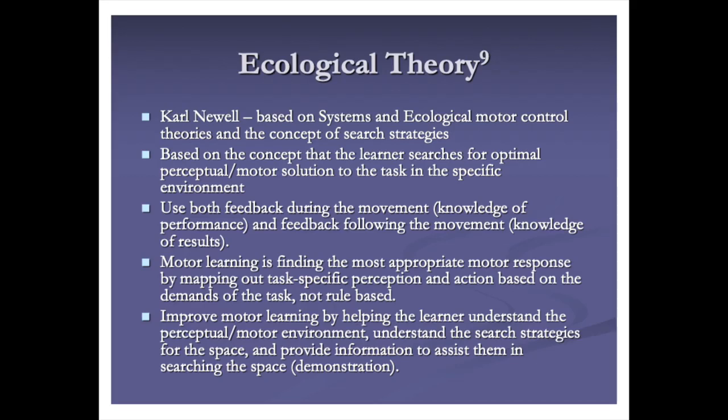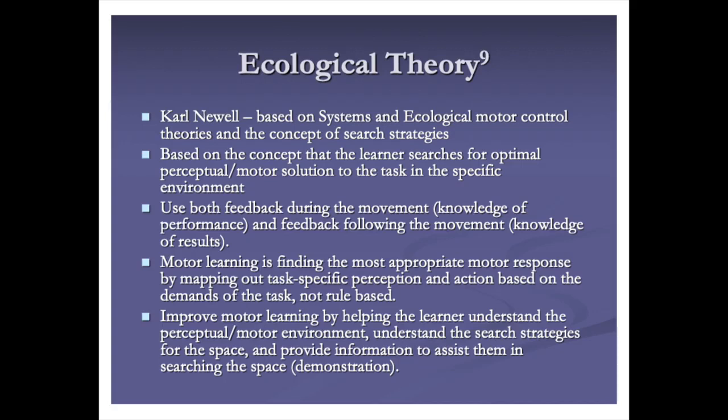The third theory of motor learning that we're going to talk about is ecological theory. And this was actually first put forward by Carl Newell. It's really based on both systems and ecological motor control theories, and this idea about searching for strategies that are very helpful. So Carl Newell suggests that the motor learner searches for optimal relationships between perception and the motor activity that they're performing in a very specific environment. So again, that's the systems theory. They're looking at the individual, the task, and the environment.